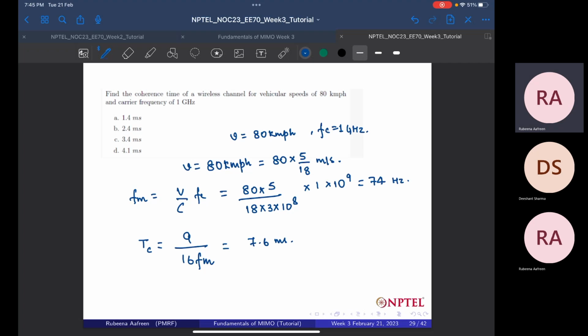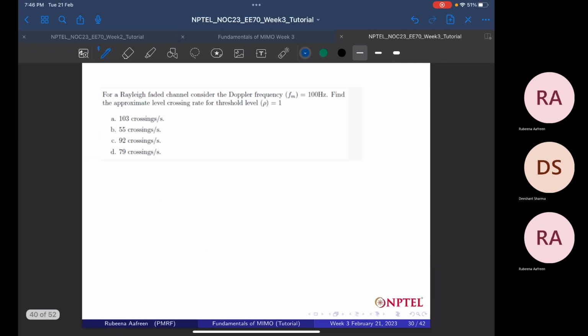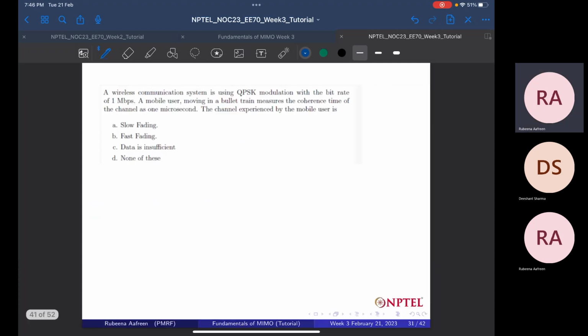Okay, we will see this. If the options are wrong, then we will update. Level crossing rate we haven't discussed yet. So maybe move on to the next question.